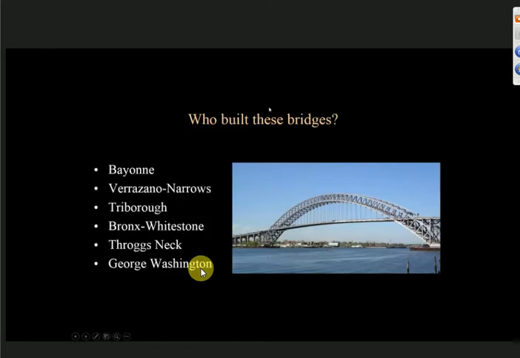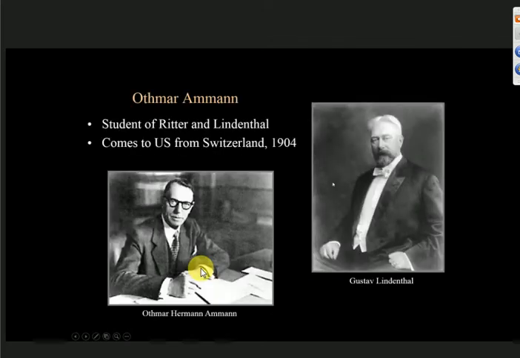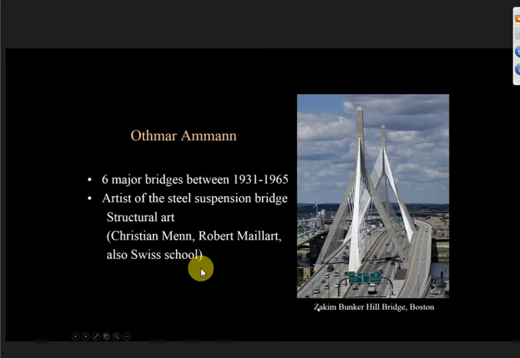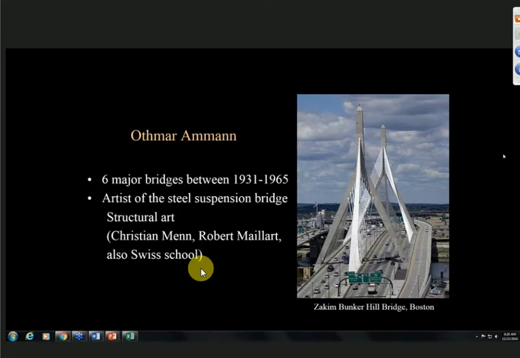So in particular, I then focus on Othmar Ammann, who built most of the bridges in the New York area. And he's an interesting fellow. Lindenthal was his mentor, but he then fights Lindenthal about where and how the bridges should be built. And also his understanding of the aesthetic of bridges.